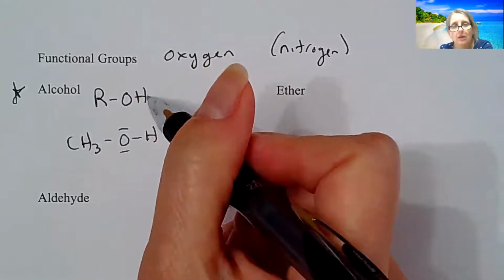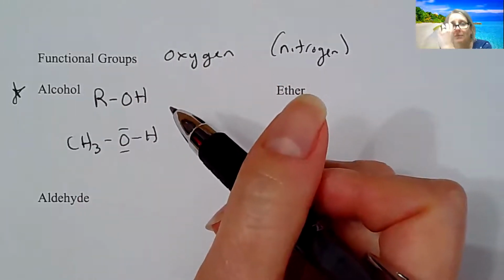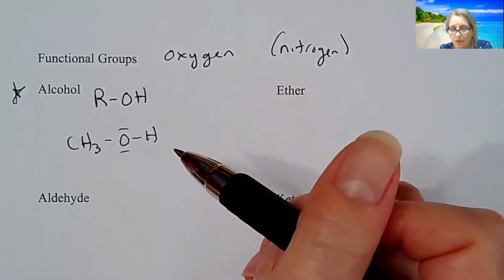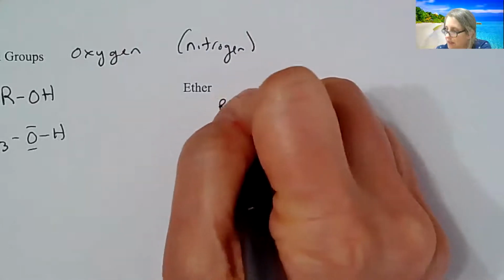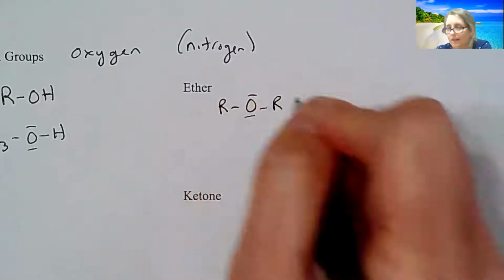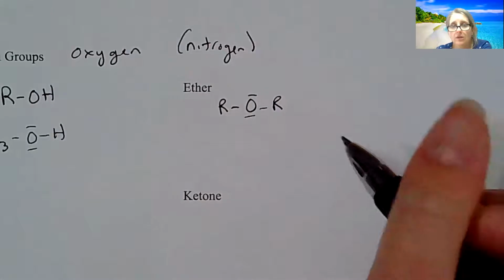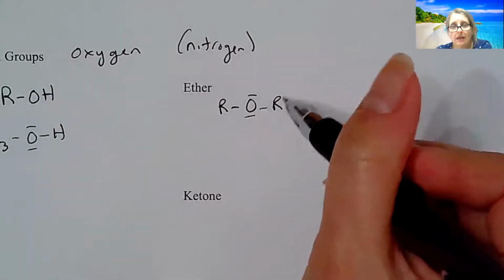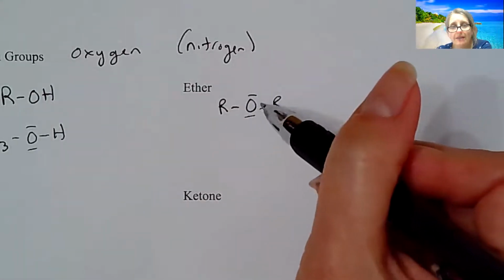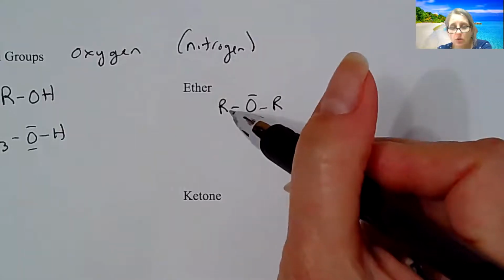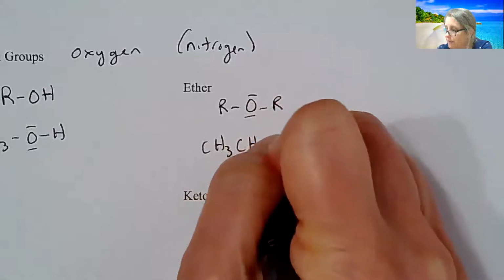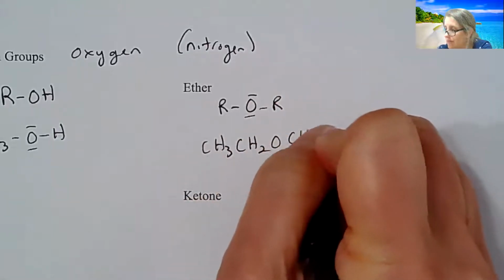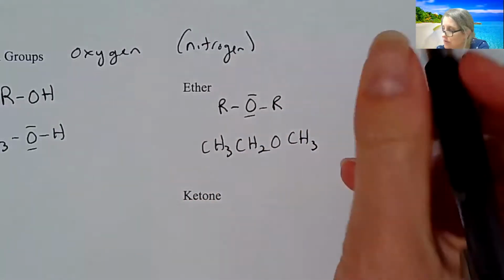So anytime you see an OH off to the side by itself, that's generally what we call an alcohol. Ethers, these are the molecules that they used to use to knock you out for surgery a long, long time ago. It is any carbon molecule that has an oxygen between two carbons. And it can have as many different varieties. It doesn't have to be the same number of carbons on either side.